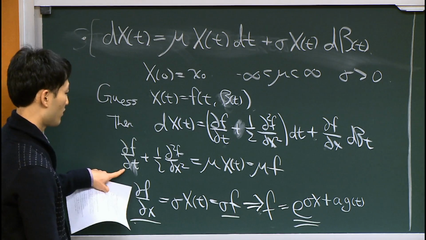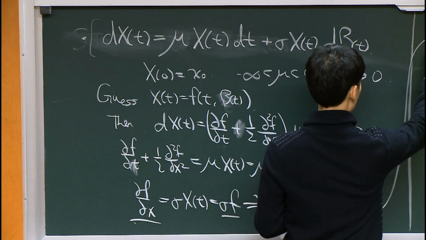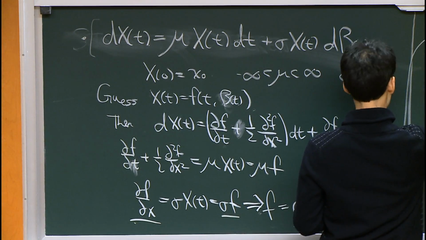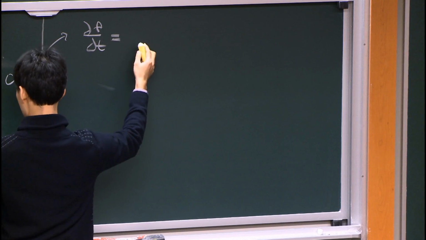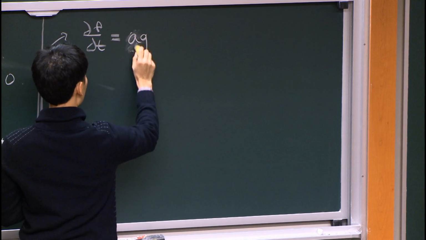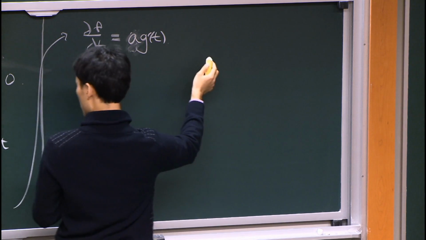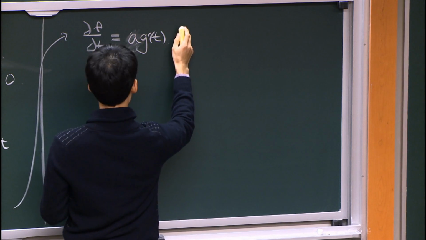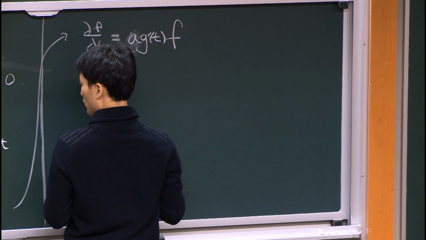Now go back to this equation. What you get is partial f over partial t is now a times g prime of t times f.